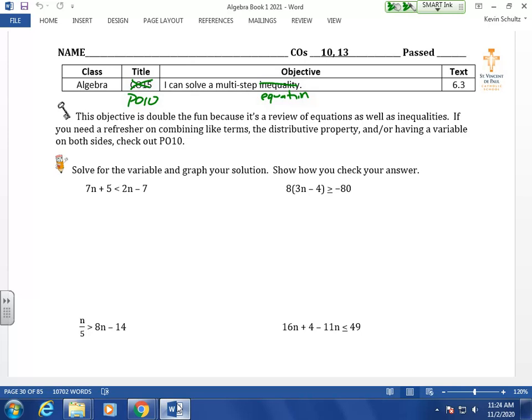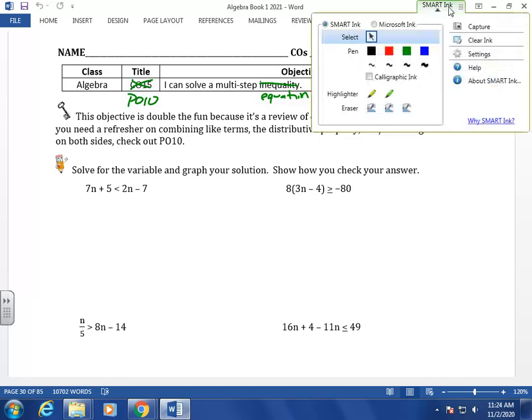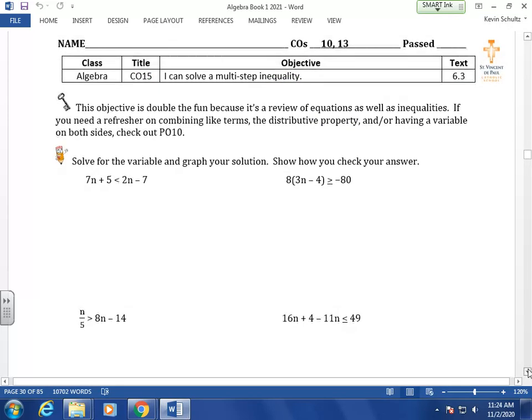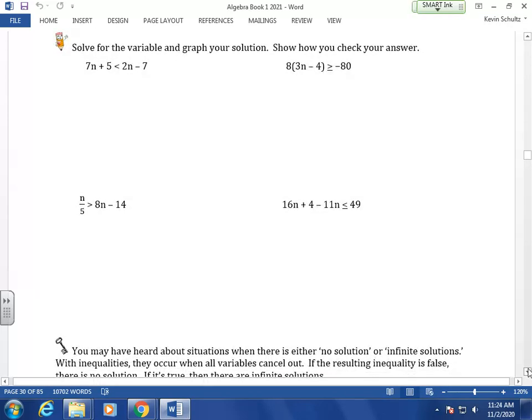And then when we graph these things, combining like terms, distributive property, variables on both sides, are straight out of solving an equation in PO10. None of that process changes. Once you get down to that final step, where you've got to isolate the variable by multiplication or division, that's when the inequality kicks back into play here. So pick one of these first four that you would like to do together. Who would like to speak for the group?